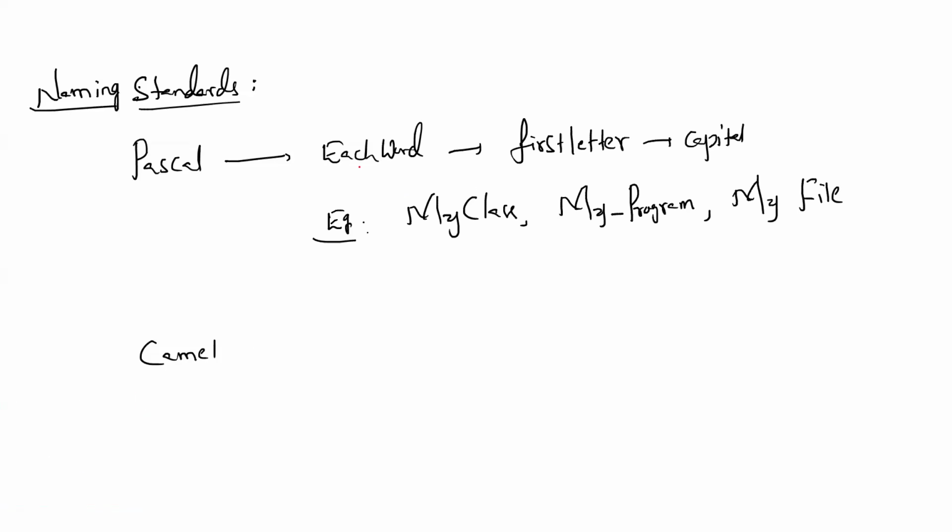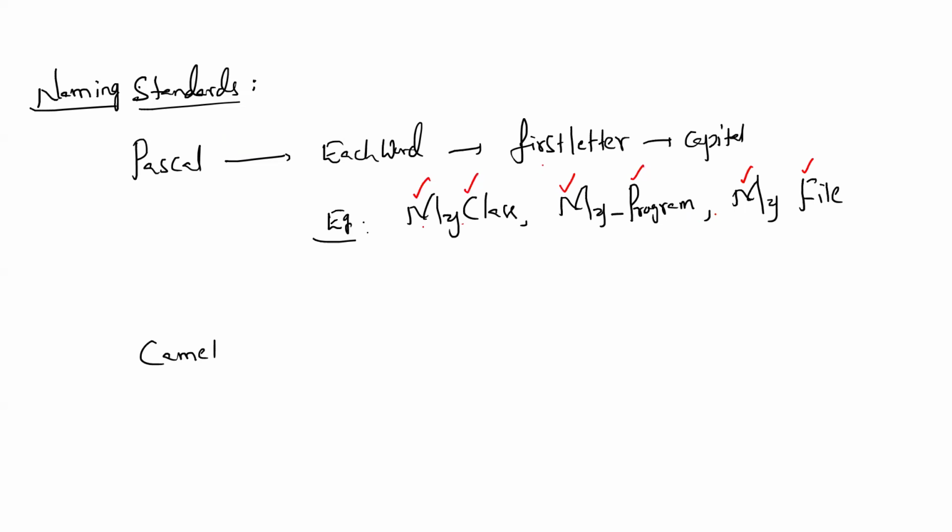First of all, am I following the rule? Each word's first letter should be capital. My is the first word, M capital. Class, the second word, C capital. Again M first capital, P capital. M, F capitals. Here am I using any space? No. Here I'm using an underscore. And here I'm using a space.